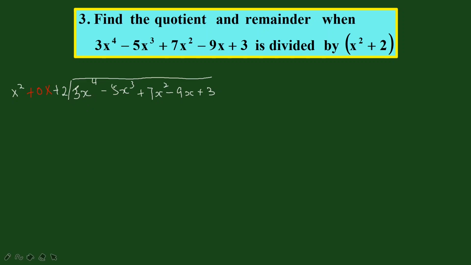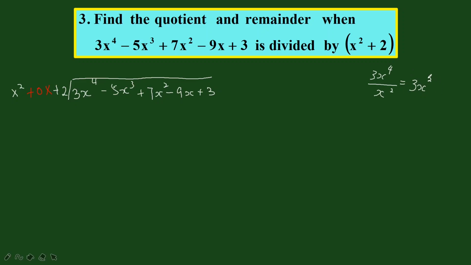So what I'm going to do, same like just now, I will take 3x to the power of 4 divided by x squared. The one in front here is x squared. Okay, I'm going to divide by x squared. So I'm going to get here 3x to the power of 2.